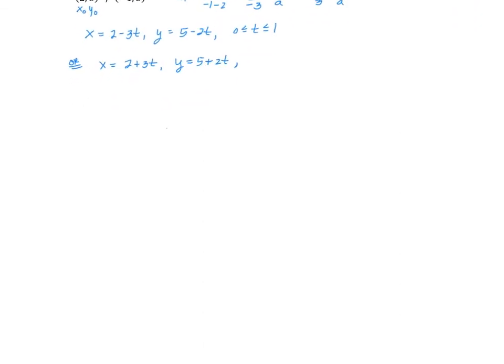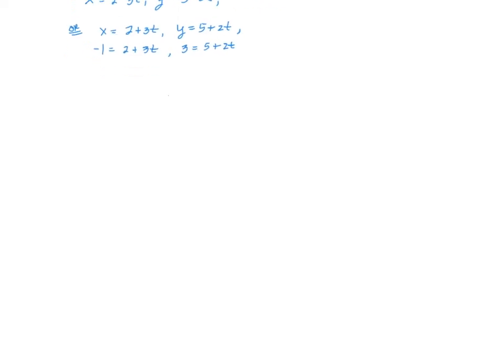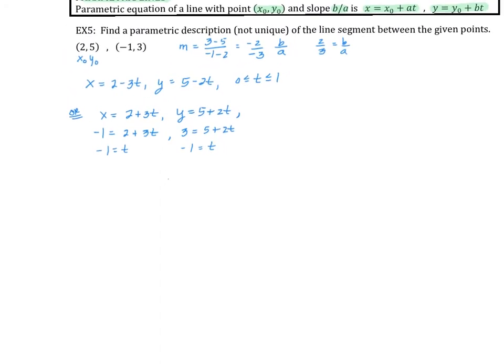Well, I could simply solve this algebraically. If x is negative 1 and y is positive 3, what t value is that? So when I solve these equations, I better get the same t value. And I get negative 1 for both. So when t is equal to negative 1, I'm at the point negative 1, 3, which means my t values are going to go from small to large, right? So from negative 1 to 0.